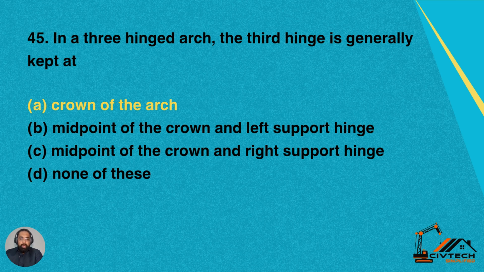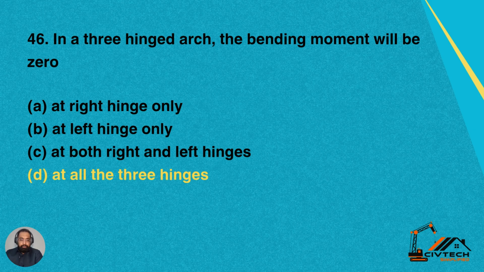Question 45. In a three-hinged arch, the third hinge is generally kept at option A, crown of the arch; option B, midpoint of the crown and left support hinge; option C, midpoint of crown and right support hinge; option D, none of the above. In a three-hinged arch, the third hinge is generally kept at the crown of the arch. A is the correct option.